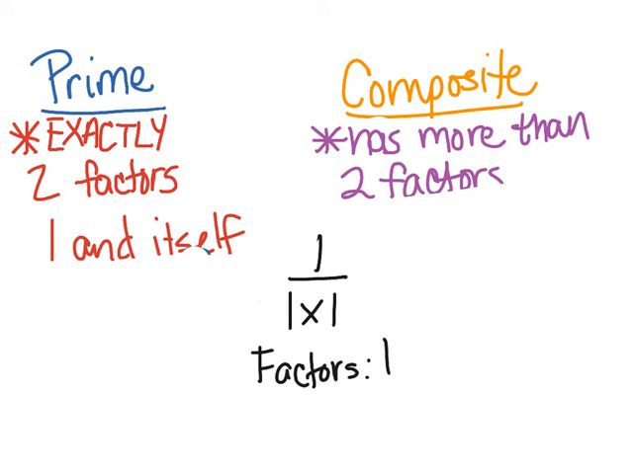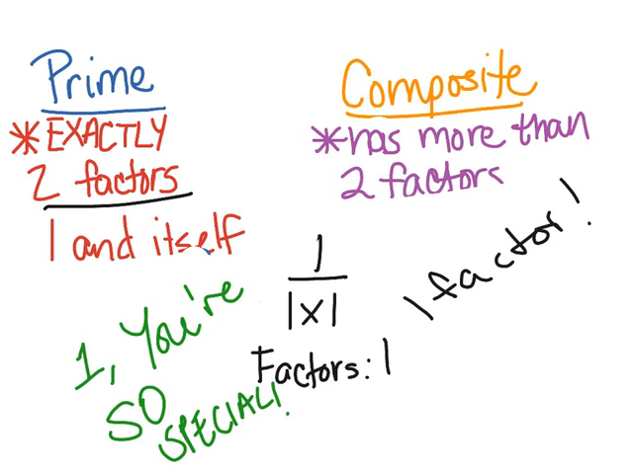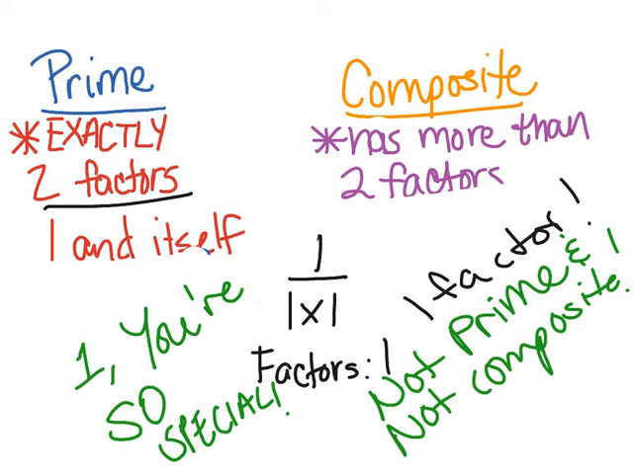No, it does not, because a prime number has exactly two factors. 1 only has 1 factor. So what about composite? Composite says it has to have more than 2 factors. 1 only has 1 factor. So therefore, that means that we know 1 is not prime and it's not composite. So that's why we say, 1, you're so special, because it's not prime and it's not composite. Okay?